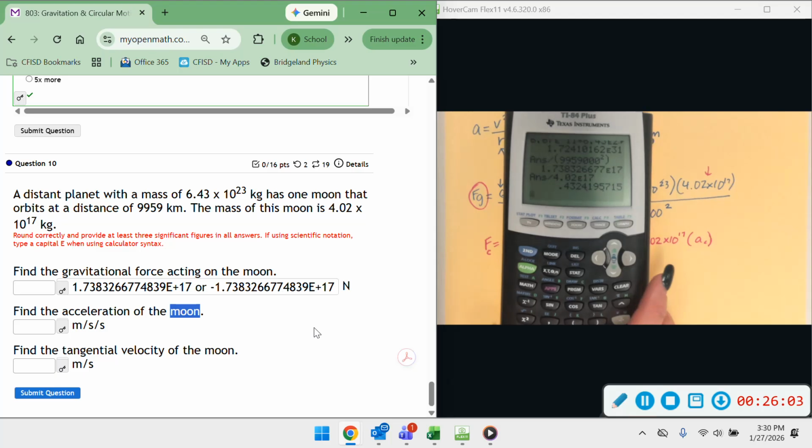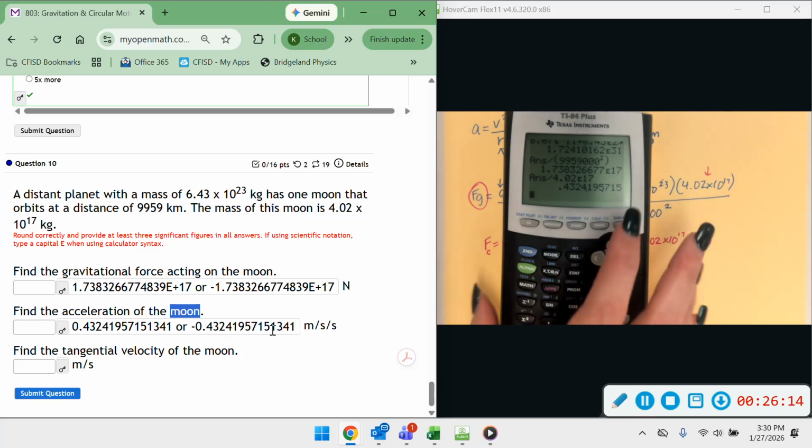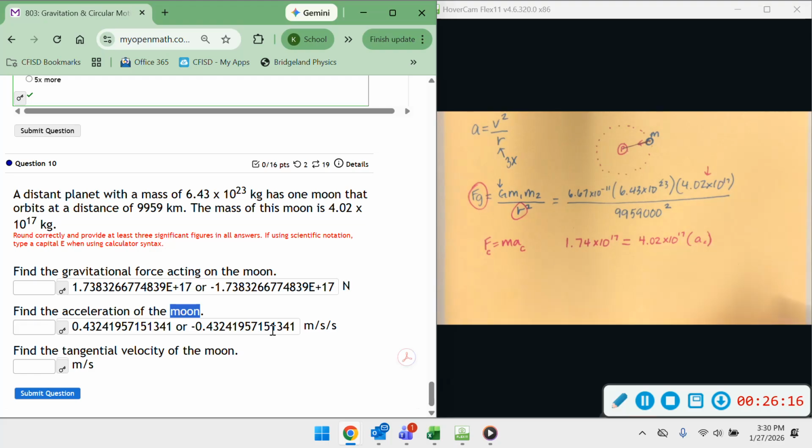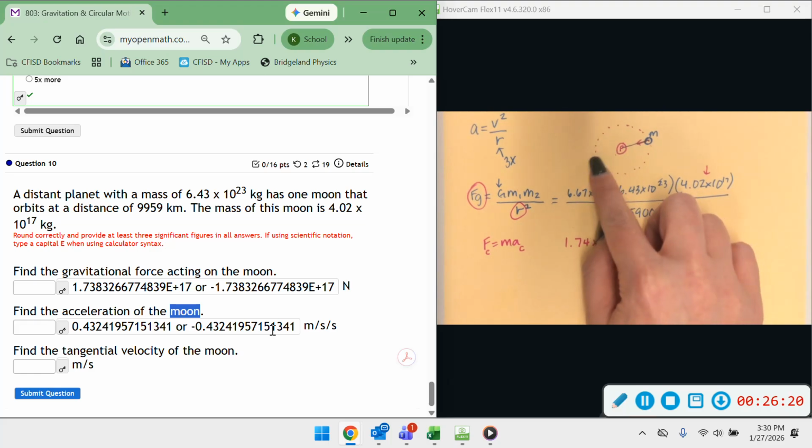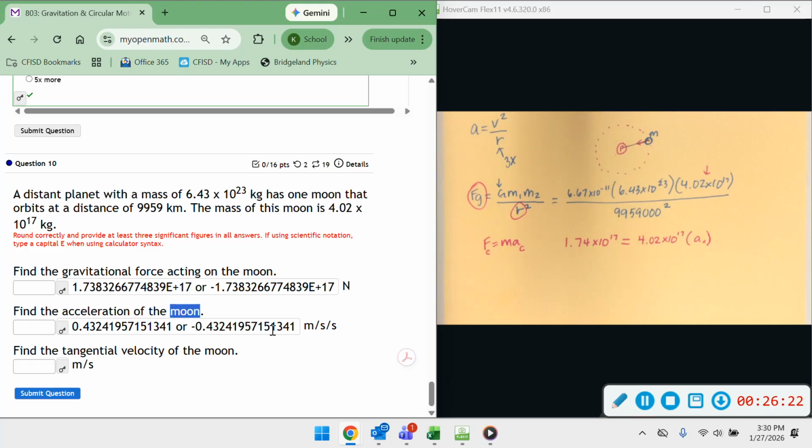Again, when I divide them, I get that. Let's see what it says. There we go. 0.4324, it keeps going. Notice it also accepted a negative, because depending on where it is in the orbit, if you drew it over here it's pointing to the left, if you wanted to call that negative, and here it's pointing to the right. It really just should be asking for the magnitude, but I accepted it either way because of that issue.